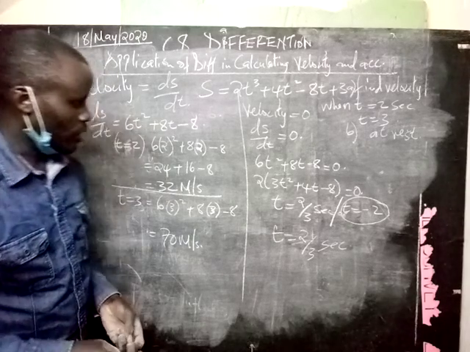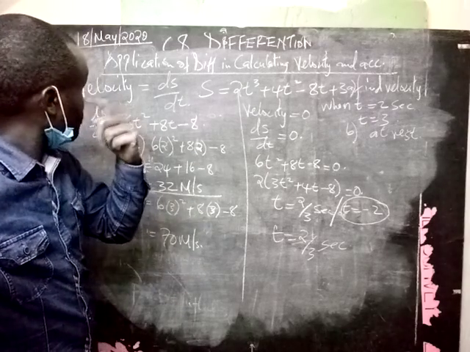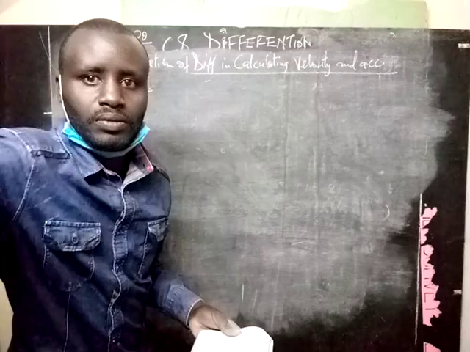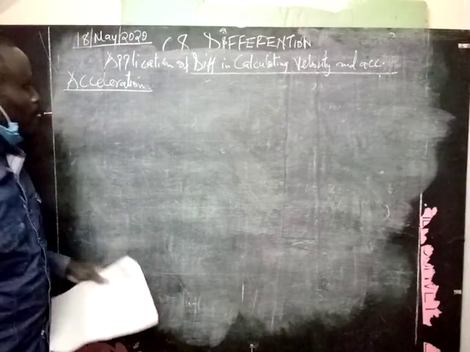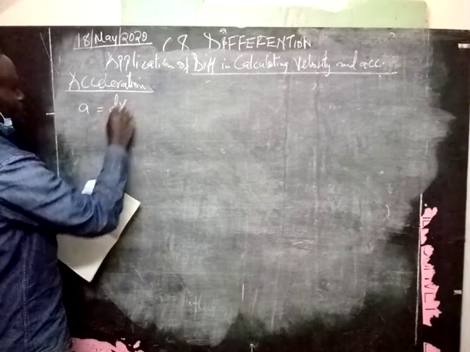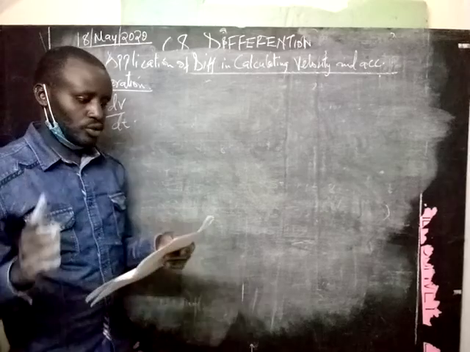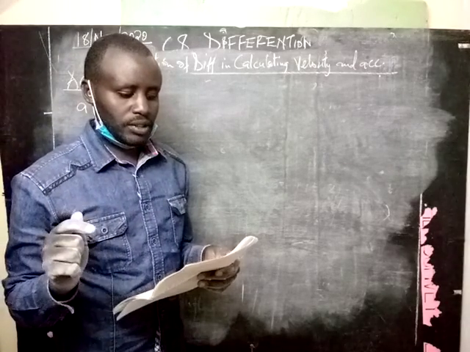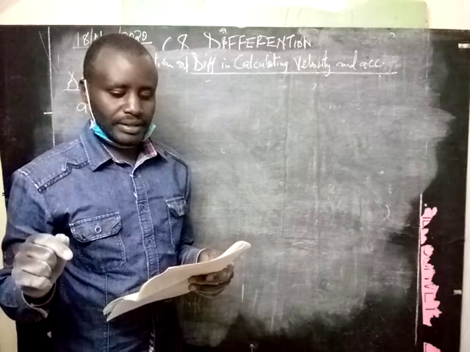Then we are going to move on to acceleration, because we are on application of differentiation in calculating velocity and acceleration. We are now at acceleration, and to find acceleration, we are going to differentiate velocity with respect to time. So we have this: a particle moves in a straight line. Say that velocity v meters per second after t seconds is given by this.